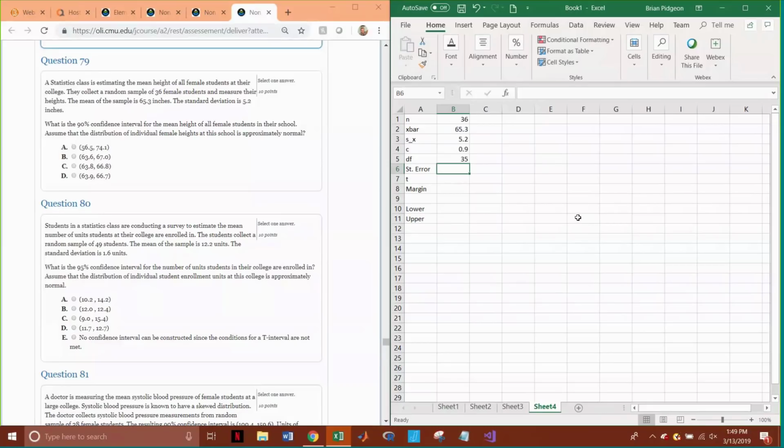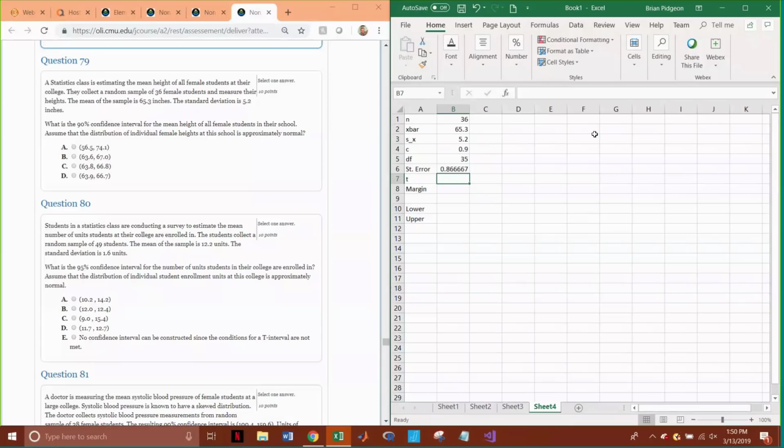So we have a sample size of 36, a sample mean of 65.3, and a standard deviation of 5.2. We're looking for a 90% confidence interval, so I just put 0.9. And then the degrees of freedom of this t statistic is 35. The standard error is calculated the same way, except now we're going to use the sample standard deviation. We're going to do 5.2 divided by the square root of n, just like sigma over root n. So the standard error is 0.866.